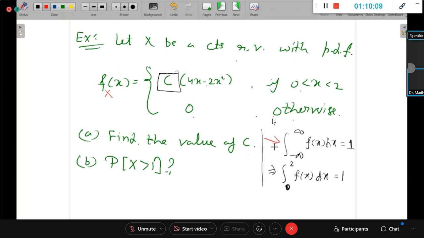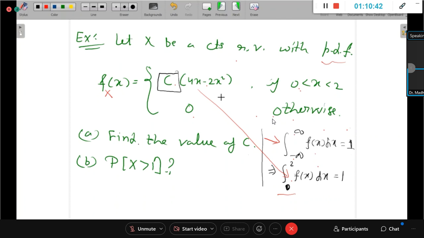So first you have to find the value of c. How will you find it? By using the normality condition: integration from minus infinity to infinity of f(x) dx equals 1. Since it is a PDF, you are allowed to use this. You can subdivide this integral into minus infinity to 0, 0 to 2, and 2 to infinity, but f is only non-zero between 0 to 2. So the second integral, 0 to 2 of f(x) dx, equals 1.